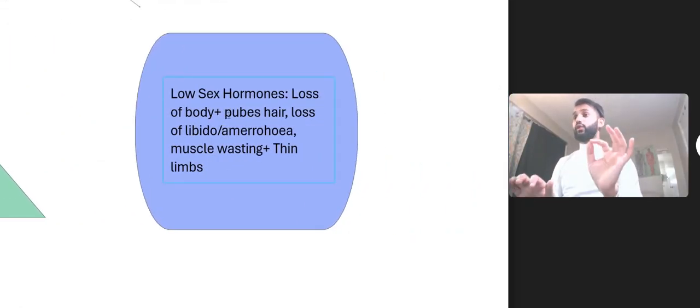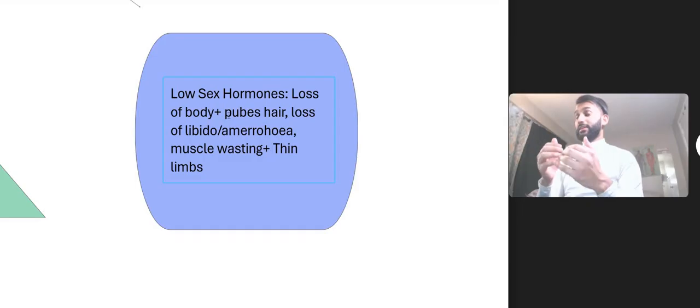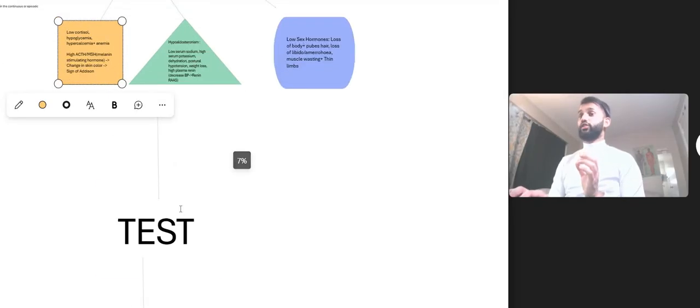Lastly, you'll see low sex hormone, which could result in loss of body plus pubic hair, loss of libido or amenorrhea, muscle wasting, thin limbs, and so on. These are associated with the low sex hormone. Okay, pay attention to loss of body plus pubic hair. Now, those are some of the signs and symptoms associated with your Addison.